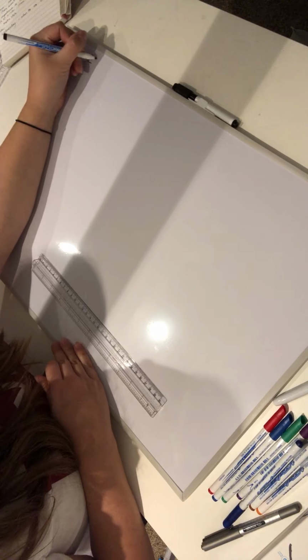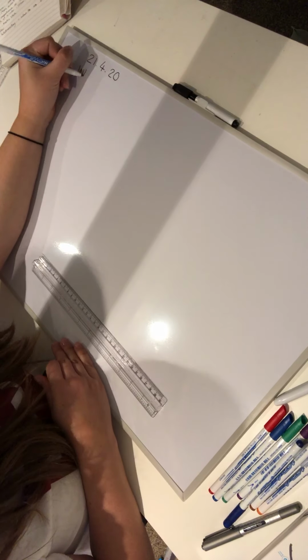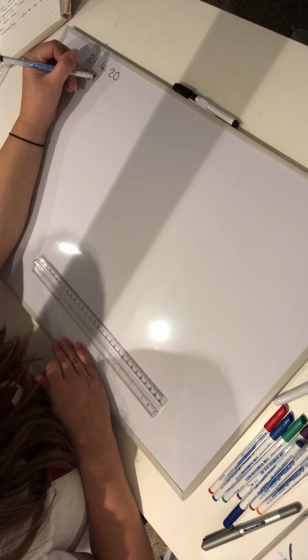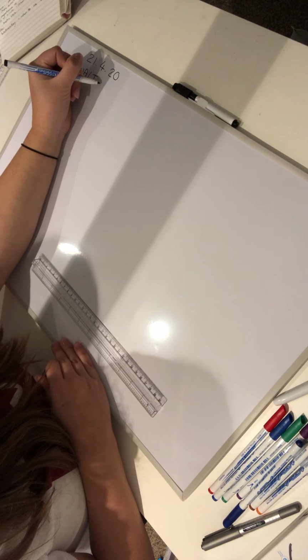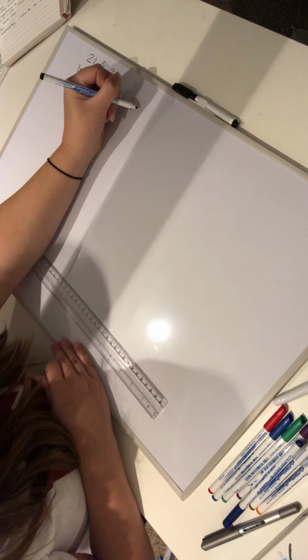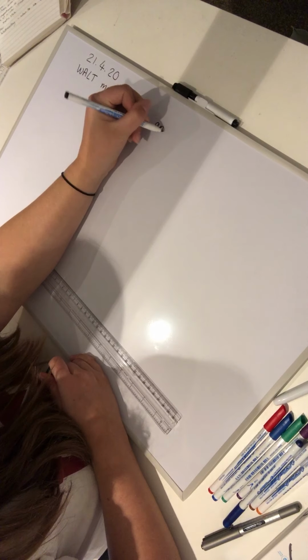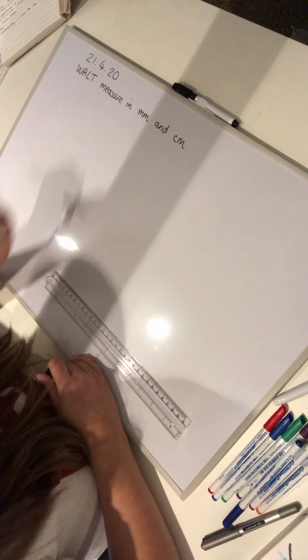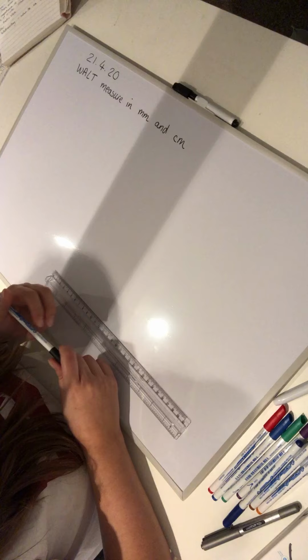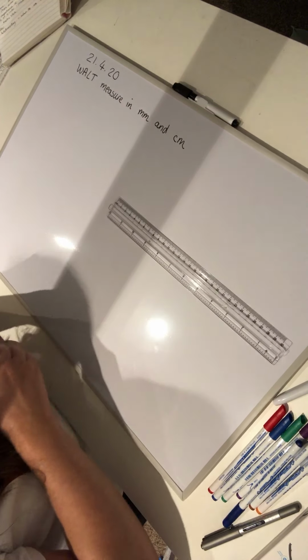We're learning to, so I will put the date, it's 21st of April. And we are learning to measure in millimetres. So mm means millimetres and centimetres, cm. Okay, so that's what we're going to be learning today. Now in year 2, hopefully you would have learned how to record something in centimetres.